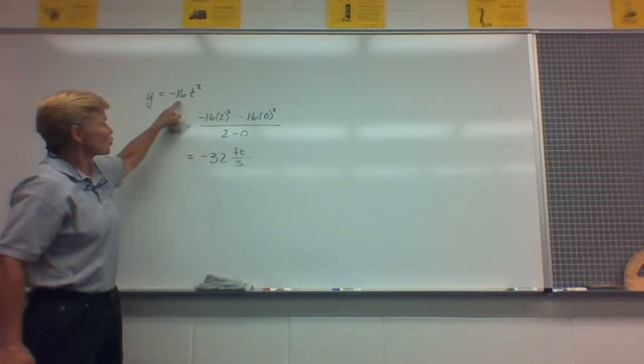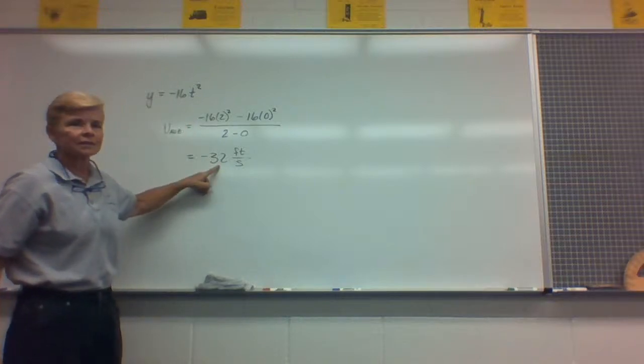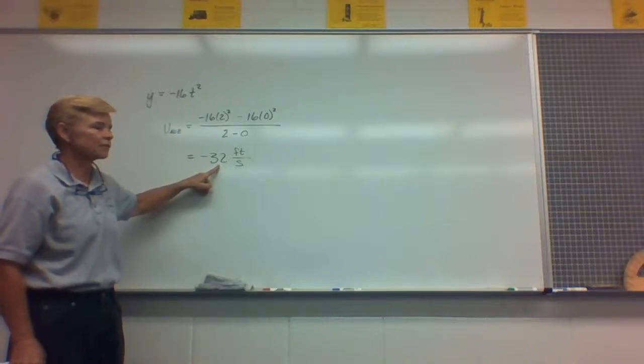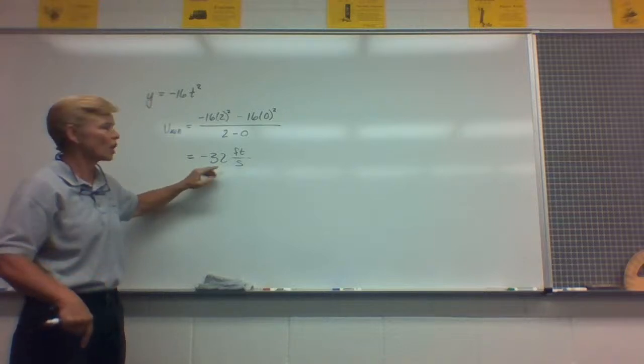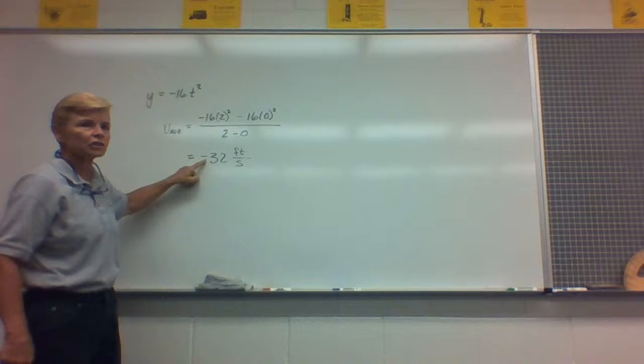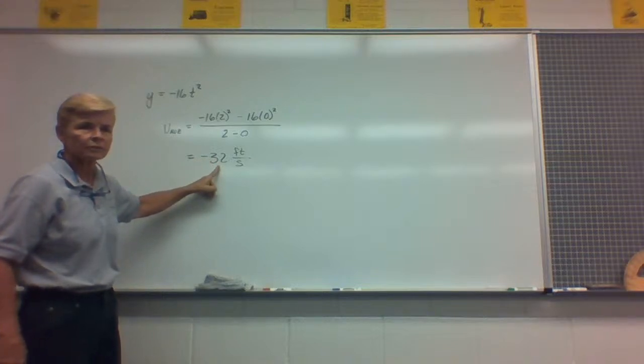Not only does gravity pull down, so the velocity also indicates a downward motion. Its velocity is negative 32. It's traveling 32 feet per second. It's also traveling down, and velocity is a vector. This provides direction and this provides magnitude.